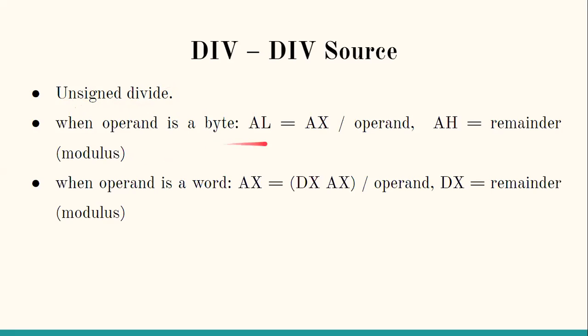Now here, whatever is the dividend, that will be in AX. The divisor is specified in the instruction. Then we perform the operation, dividend divided by the divisor. On performing this operation, we get two results: one is the quotient and one is the remainder. The quotient is by default stored in AL, whereas the remainder is by default stored in AH.